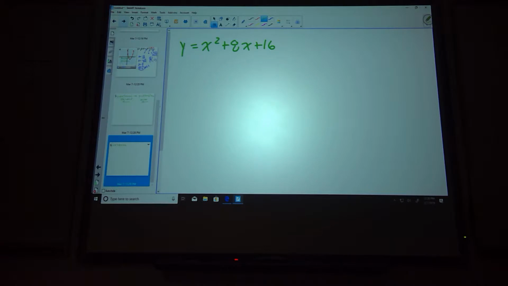So let me ask you this question. What's my a value right now? 1. If my a value is 1, that's fine. If my a value is not 1, I have to divide all 4 terms, including y, by whatever the a value is. So we'll see that eventually.